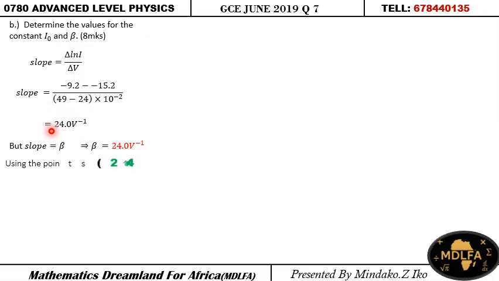As I earlier explained, we are going to use the point 24 times 10 to the minus 2, comma, negative 15.2 from the graph to calculate I naught. Okay, so I decided to highlight this in red, and these other values, this in green and this in blue. For some reason you are going to see.